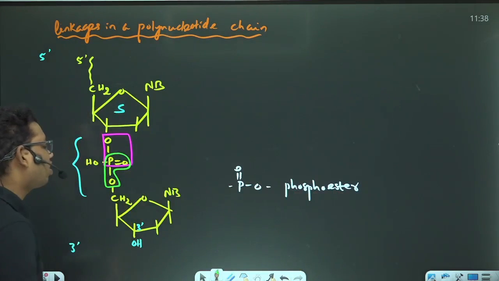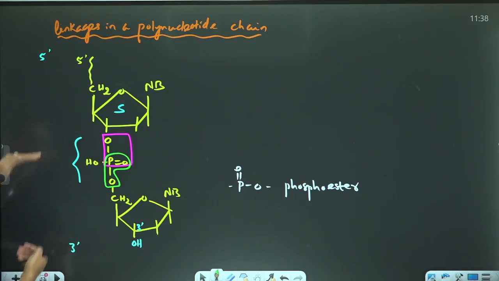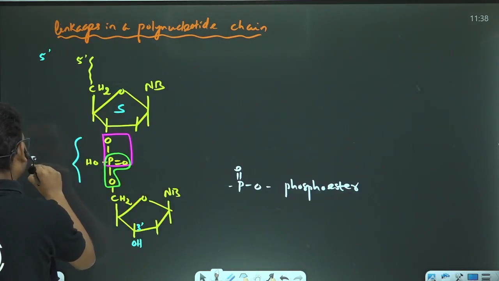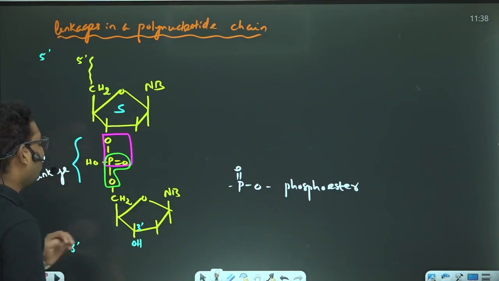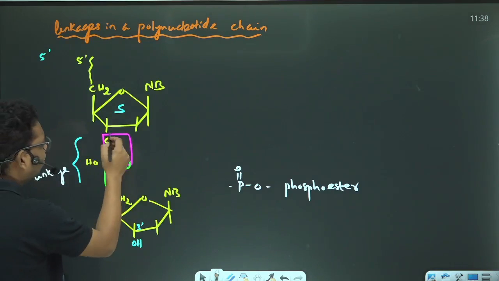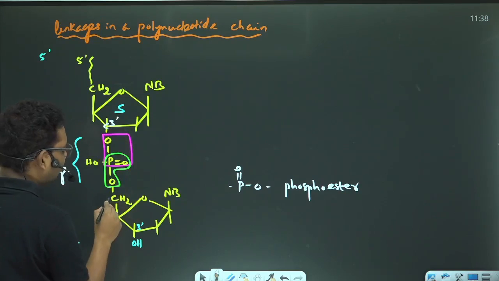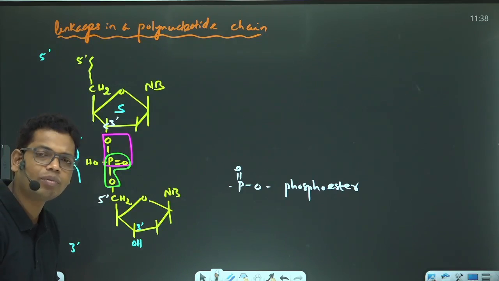So how many phosphoester linkages are there? Two. So that is why I call this phosphodiester linkage. I will write over here phosphodiester linkage. And in this phosphodiester linkage, let us learn about the carbon. So this is 3 prime carbon, and this is 5 prime carbon. So this phosphodiester bond is formed between the 3 prime carbon and 5 prime carbon. So I will write over here that this is 3 prime to 5 prime phosphodiester linkage.